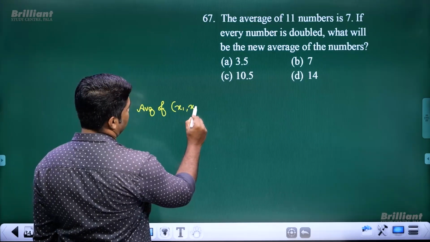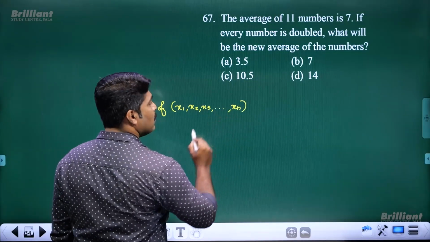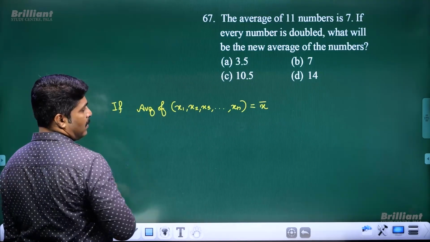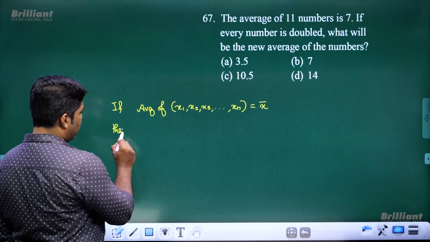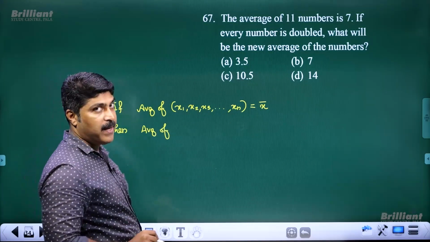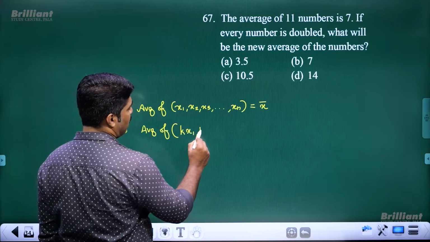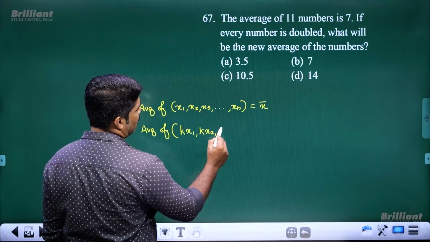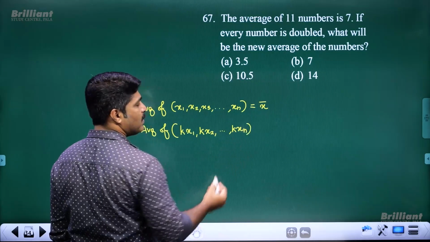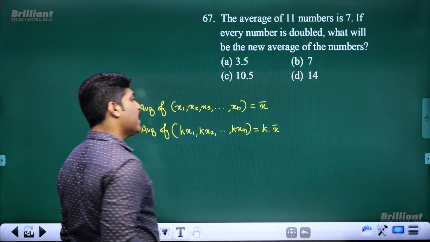So that means x1, x2, x3, etc., xn. So that is equal to x bar. If there is a condition like this, then suppose you are multiplying all these terms by a constant value like k: kx1, kx2, etc., kxn. What will happen to this average? This average is also being multiplied by k.